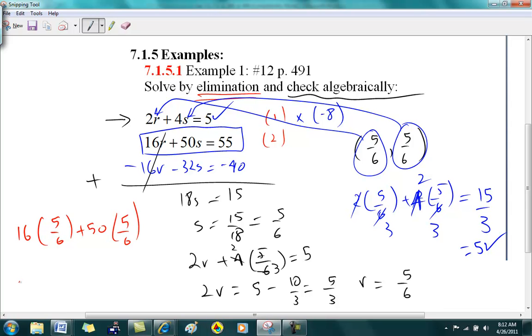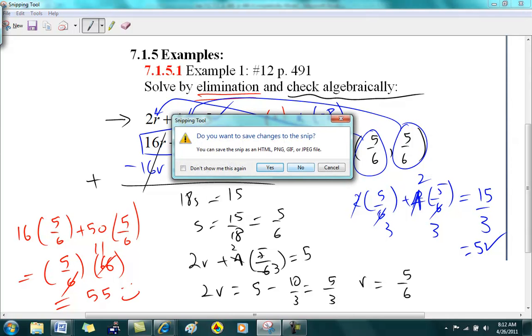I'll do this a little differently, okay? I'll factor the 5 over 6 out, and I'd get a 66 here, and this indeed gives me 55. Okay? So, following the instructions is telling you to solve by elimination and check algebraically.